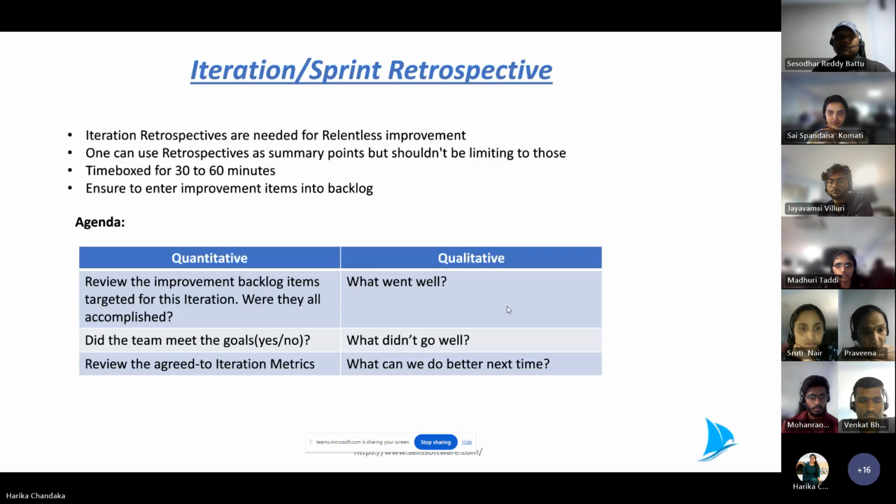And of course, the agenda, we have both quantitative and qualitative. I think the quantitative would actually go with the sprint boards basically. So review the improvement backlog items targeted for this iteration. Were they all accomplished? What we have planned versus what we have completed. If not completed, why? If completed, appreciate them. And did the team meet goals?